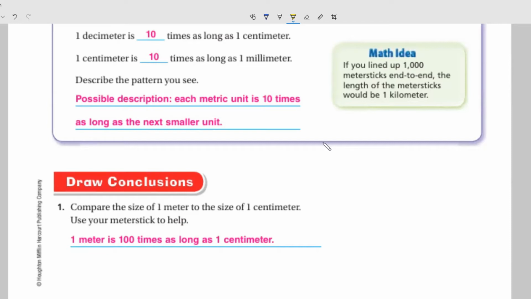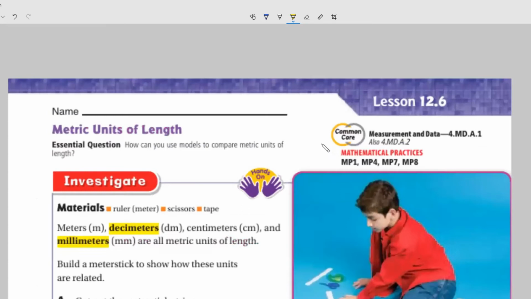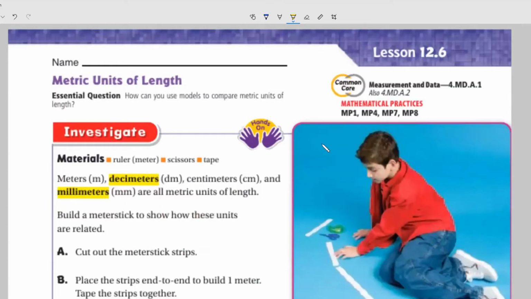So let's start our lesson. As I said before, today's lesson is lesson 12.6, and it will be about metric units of length. We studied the customary units of length before, and this is the metric units of length. Who can tell me what the customary units of length are? Okay, Ryan.